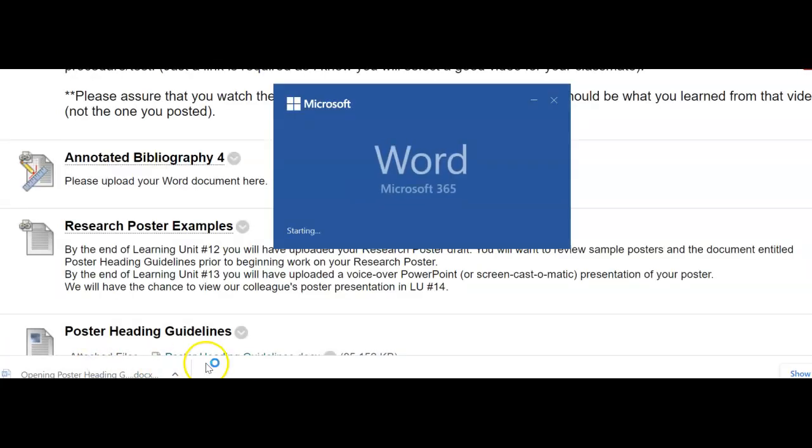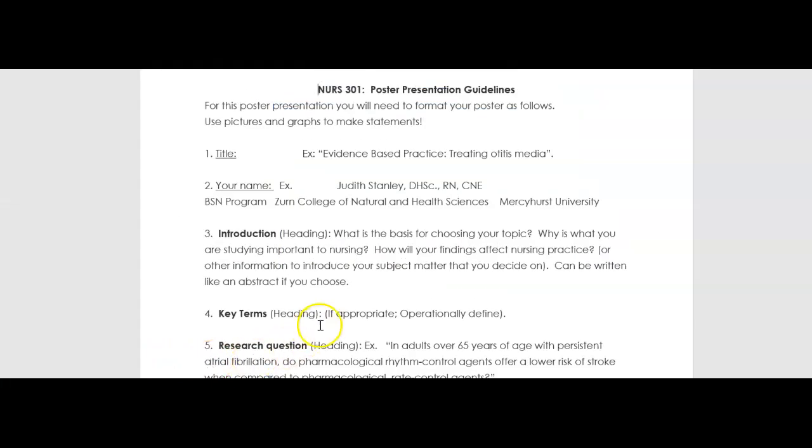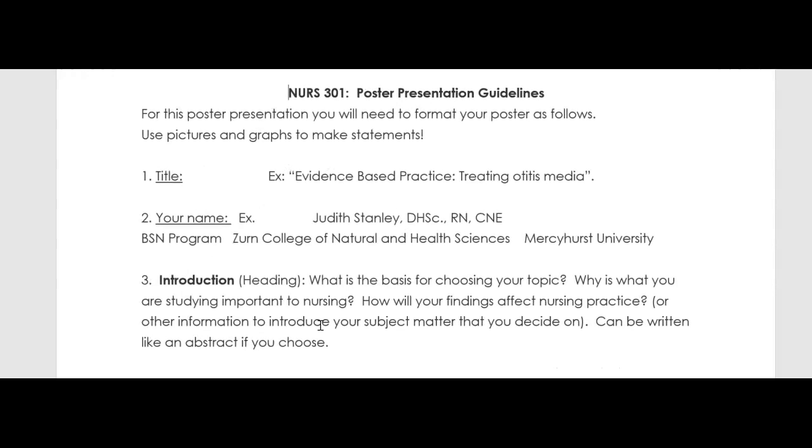So in the guidelines, you're going to see, you're going to want to format your poster as follows, as closely as possible. If it doesn't fit, don't agonize. You be creative to some degree, but this is what I think will probably work well for you. Make sure in your poster you use pictures and graphs to make statements.